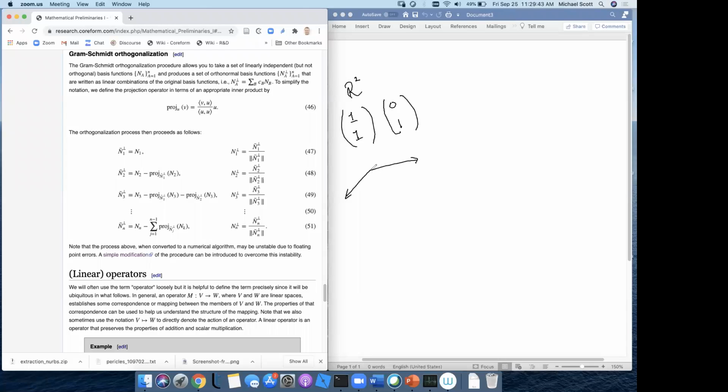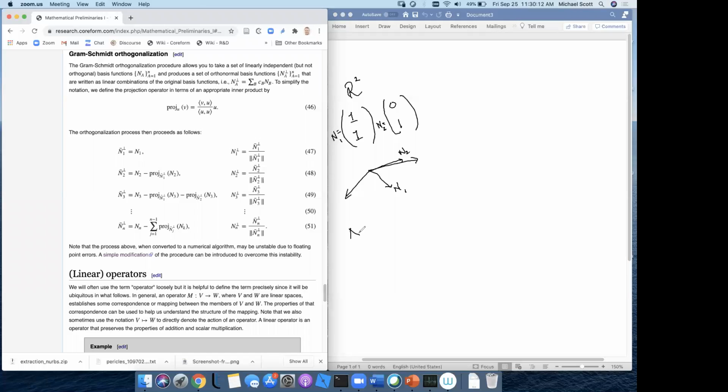One of them is like this. Let's call this N1, and we'll call this N2. So they're linearly independent, but they're not orthogonal. We want to run the Gram-Schmidt procedure on these to make them orthogonal to one another. So we'll just go through this step by step.